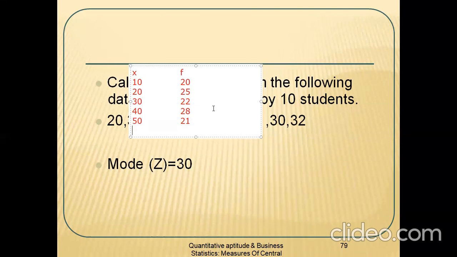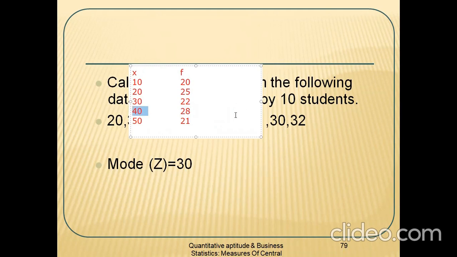If you observe here, frequency means the number of times the number is repeated. So here, 10 has frequency 20. That means number 10 is repeated 20 times. In a similar way, 20 is repeated 25 times. Which number is repeated the most? Number 40 is repeated the most, 28 times. Therefore, number 40 has the highest frequency. Hence, we should consider the mode as 40 in this case.